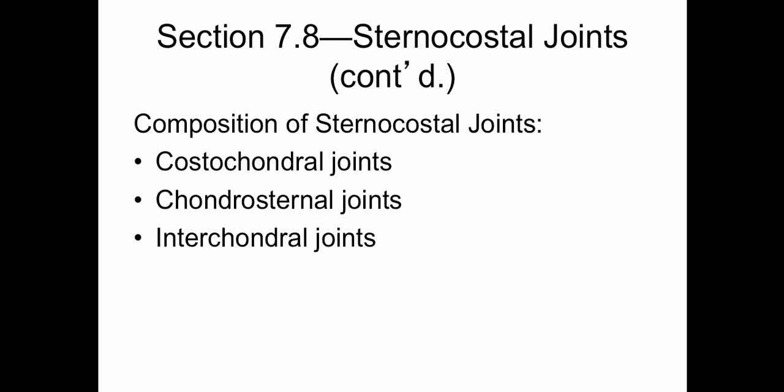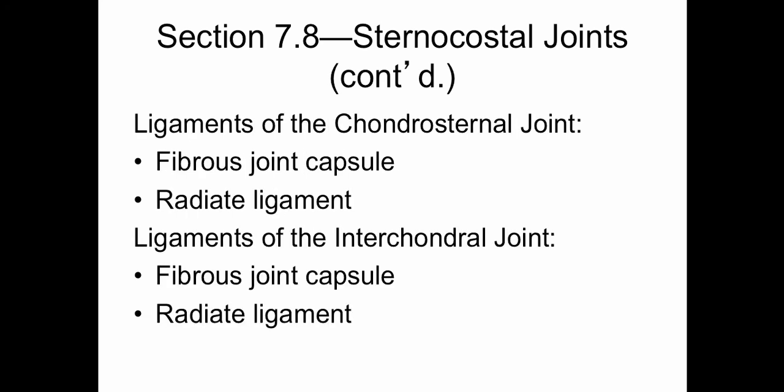The costochondrosternal joint is a gliding synovial joint, so it provides more movement than the costochondral joint, which has no joint capsule or ligaments. Interchondral joints are joints that are located between adjacent costal cartilages of ribs number 5 through number 10. The ligaments of the costochondrosternal joint include the fibrous joint capsule and the radiate ligament, and the ligaments of the interchondral joint also include the fibrous joint capsule and the radiate ligament. There are no ligaments for the costochondral joints.